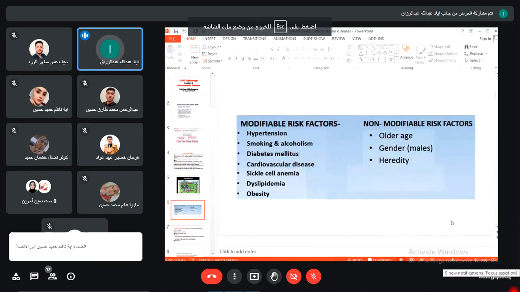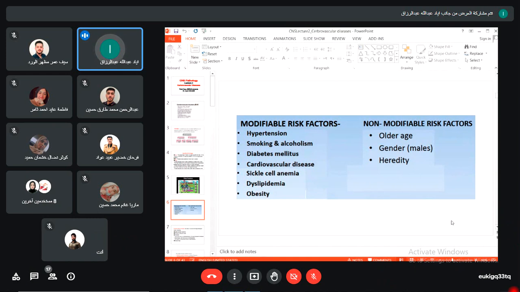Risk factors could be classified into modifiable and non-modifiable, fixed risk factors. The age, we can't change our age. The sex or the gender, we can't change our gender. And hereditary factors also could not be changed. While other modifiable risk factors include hypertension, we could manage hypertension to decrease the risk of stroke. Smoking and alcoholism, the patient could stop, cease smoking and alcoholism to prevent occurrence of stroke. Diabetes, again, control of diabetes and the prevention of the occurrence of diabetes will logically lower the risk of stroke.